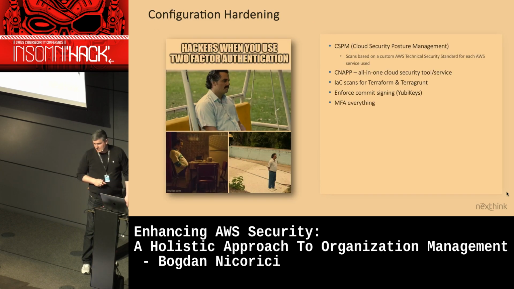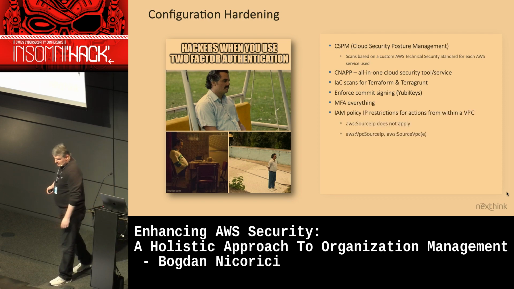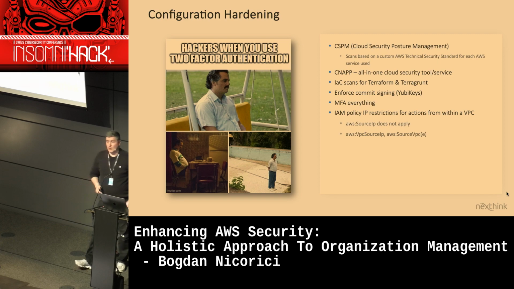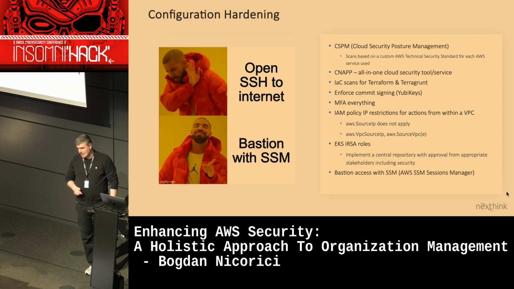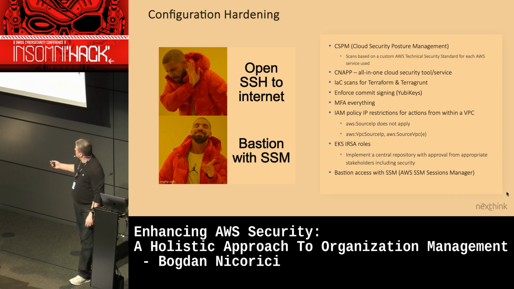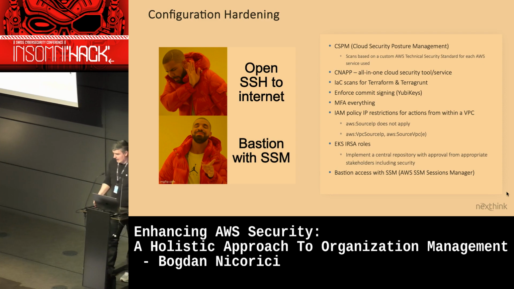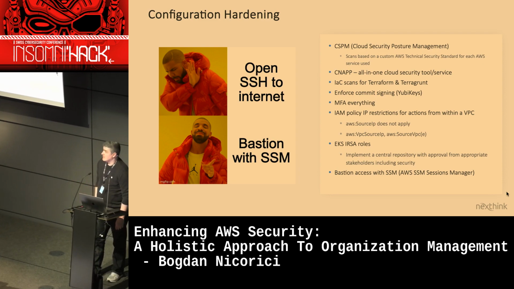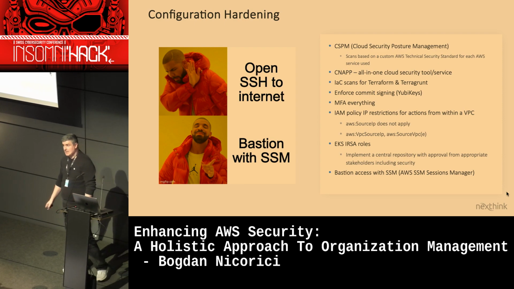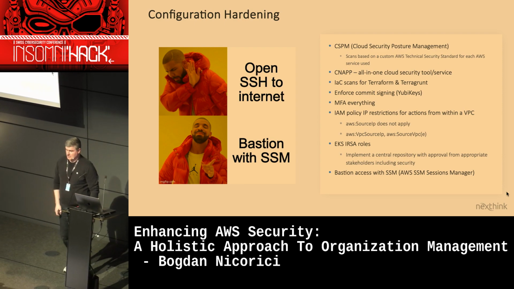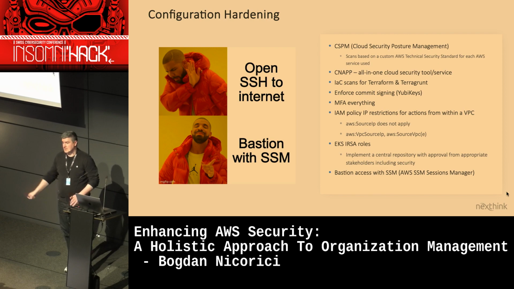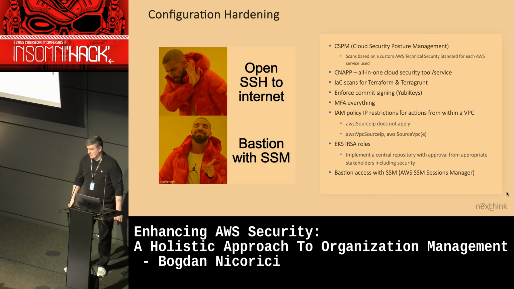I'm going to go fast because I don't have time anymore. Some hardening tips. Put MFA on everything, use YubiKeys for all the commits, no exemption on commit signing. For IAM roles, make sure you have a central repository so that, for people that use EKS, at least the security team is aware of the roles that are being deployed. And don't use Bastion hosts with SSH open to the internet. You have SSM, which is an AWS service, which allows you to have almost exactly the same thing, but without opening anything to the internet.